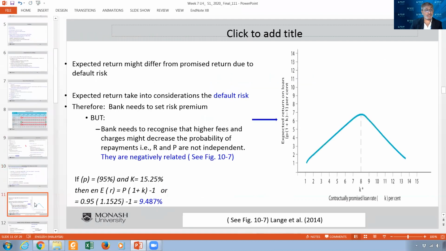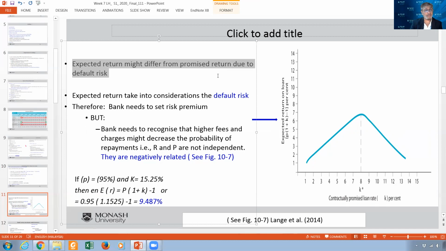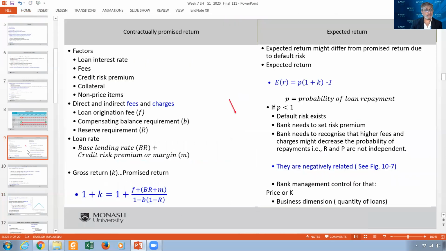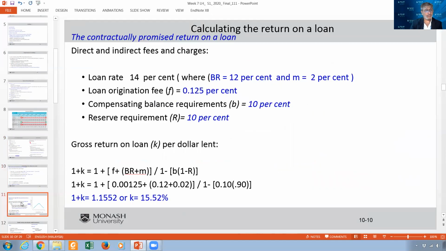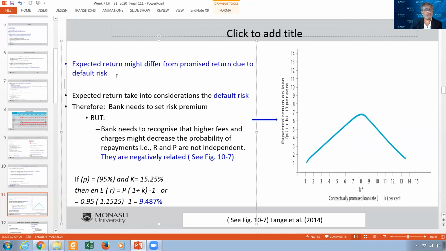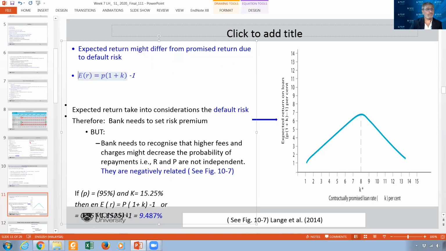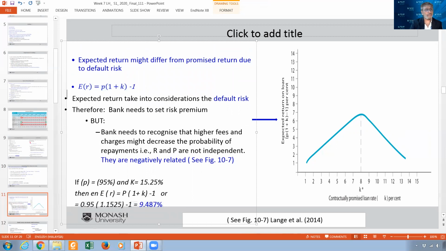Now, what actually are you receiving? If the probability of payment is 95%, now we are talking about the expected return, which is actually this formula. This is what we are talking about here. So this is actually the expected return. Now the expected return is this formula. And you can see the expected return takes into consideration the default risk, which is the probability of payments.